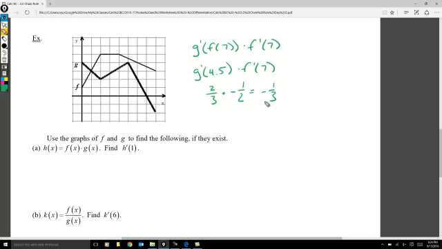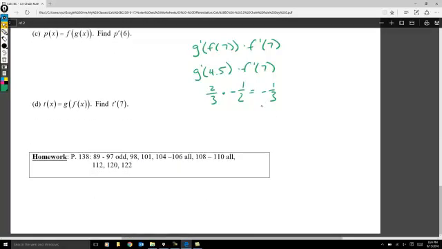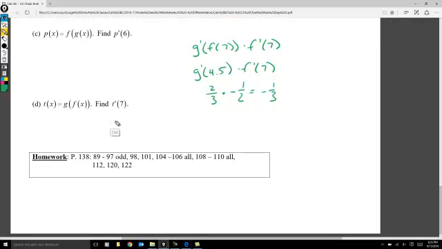So my answer for part D is going to be negative 1/3. And that's it for this.